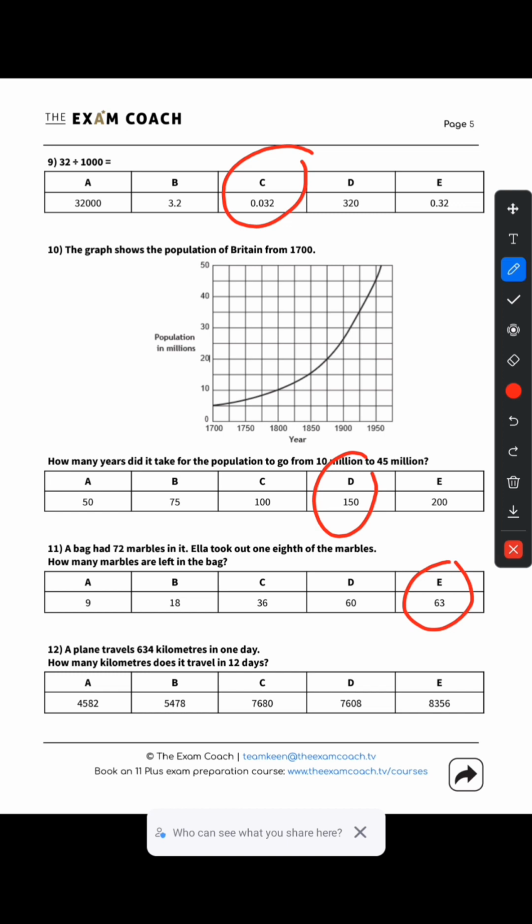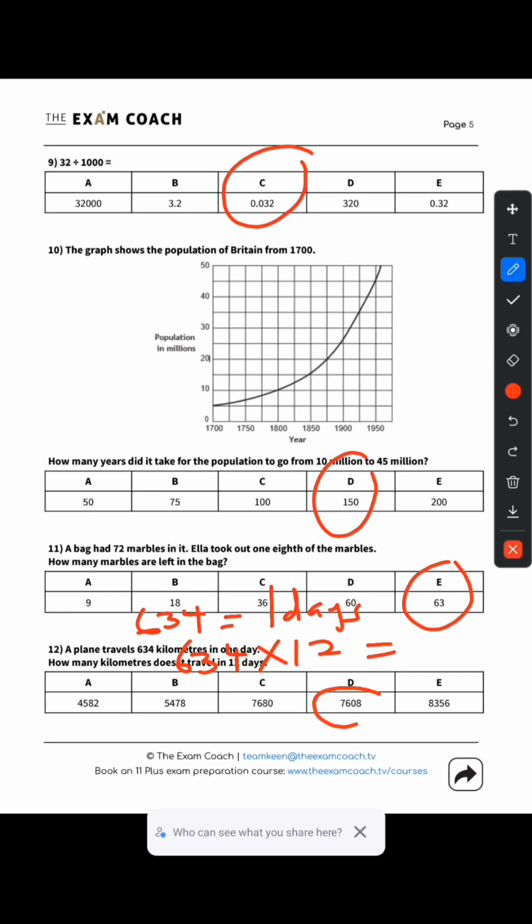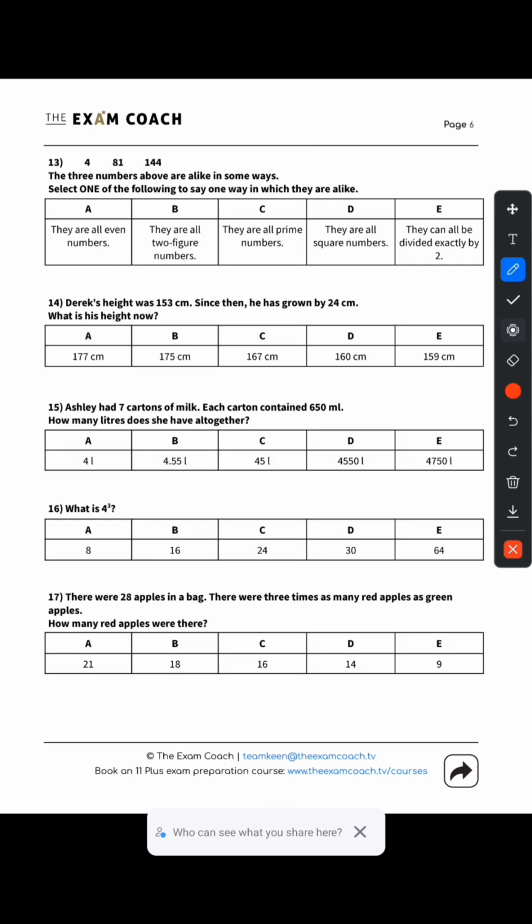Number 12. A plane travels 634 kilometers in 1 day. How many kilometers does it travel in 12 days? If in 1 day it travels 634 kilometers, in 12 days you have to multiply that by 12. So that will be 634 multiplied by 12, which will give us 7,608.